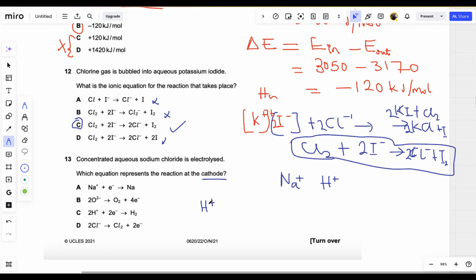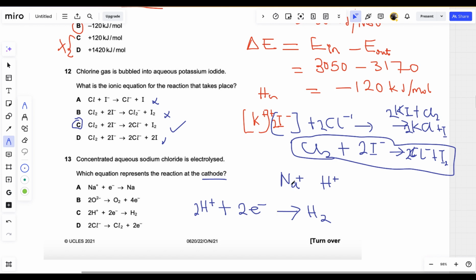This hydrogen will accept 2 electrons, 2 electrons that are coming from the battery, to produce hydrogen gas. This is the reaction at the cathode. So if you study electrolysis, you know this one very quickly. That sodium will not go.